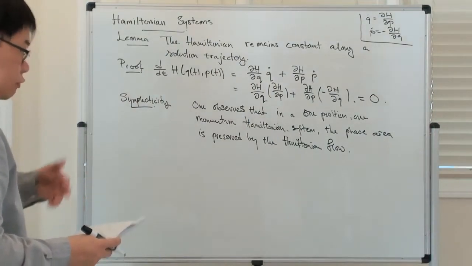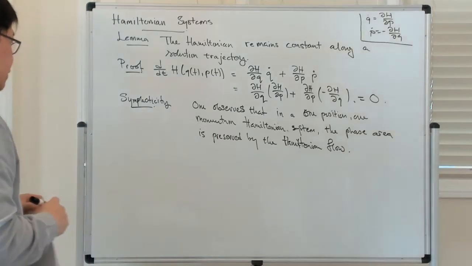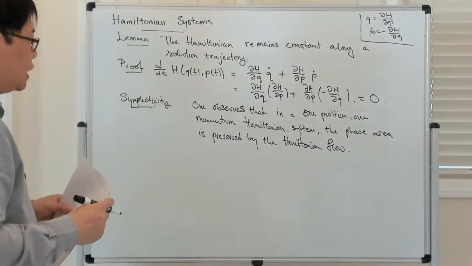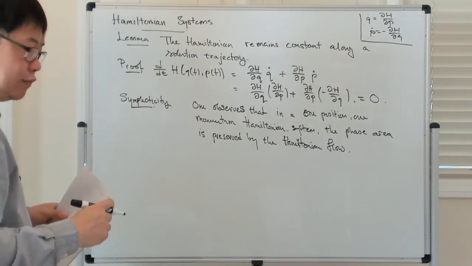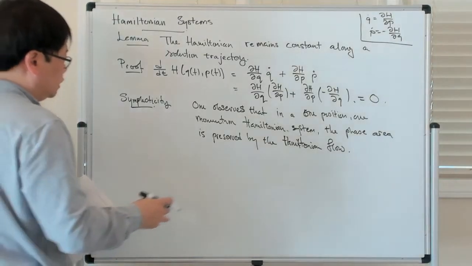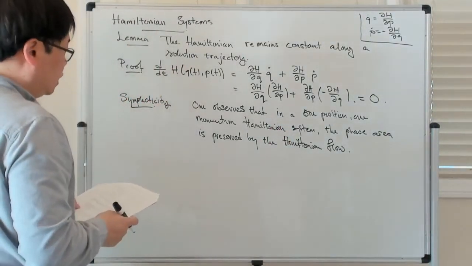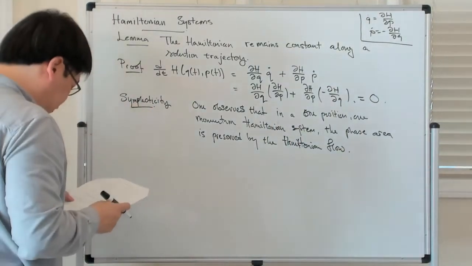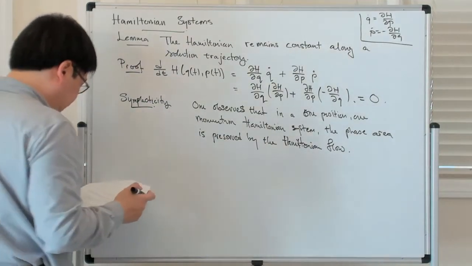One natural question is: what happens in higher dimensional Hamiltonian systems? It turns out that the generalization is not that the volume is preserved, even though it is true that volume is preserved for a high-dimensional Hamiltonian system. There's a more subtle invariant, which is what is referred to as symplecticity.